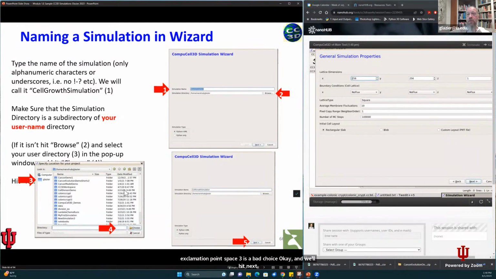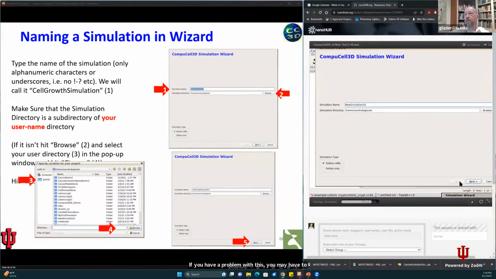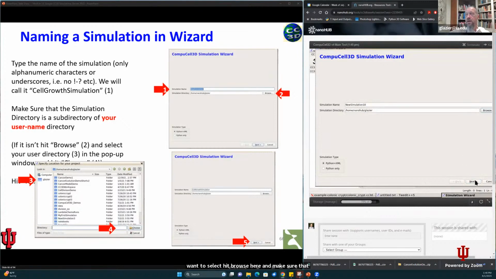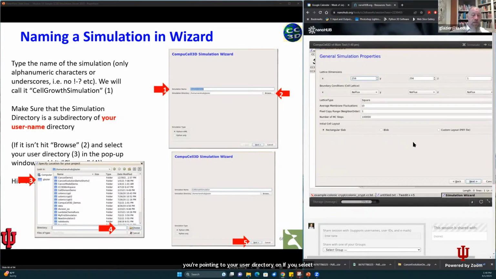If you have a problem with this, you may have to navigate. Let me go back a step. When we create that simulation to begin with, you may want to select Browse here and make sure that you're pointing to your user directory on NanoHub. If you select as a target a directory that you don't have write access to, you'll get an error when you try to save the simulation. So I'm trying to write to something you can't write to.